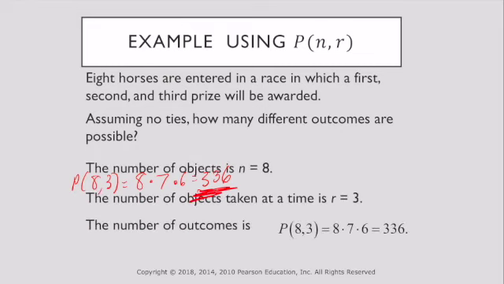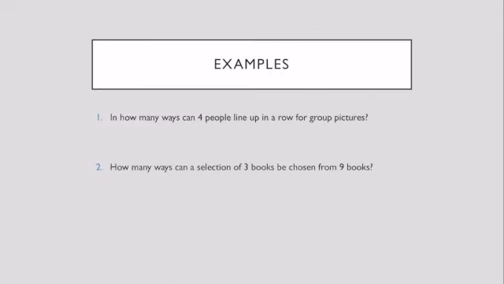How many ways can 4 people line up in a row for group pictures? So this is P of 4 choose 4, since I have 4 objects and I'm choosing all 4 of them. That means I have 4 times 3 times 2 times 1, which is 24. So there's 24 different ways for me to arrange 4 people in a row.